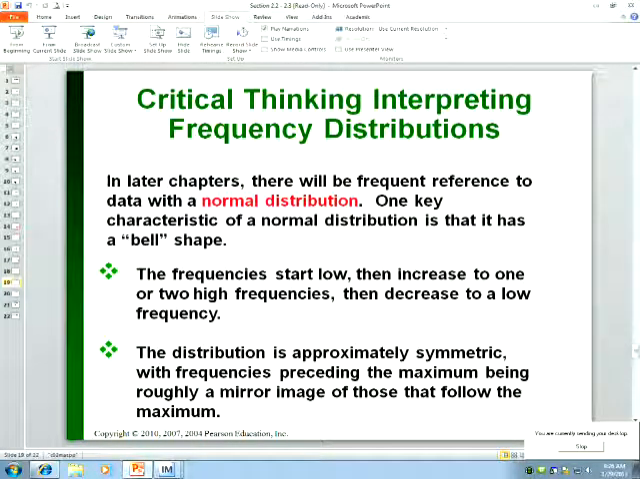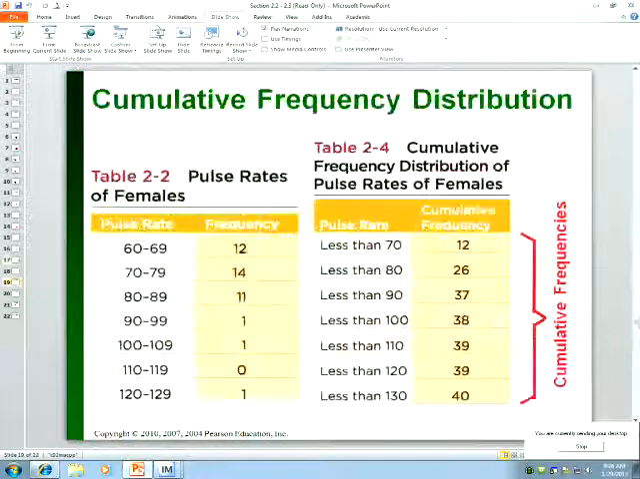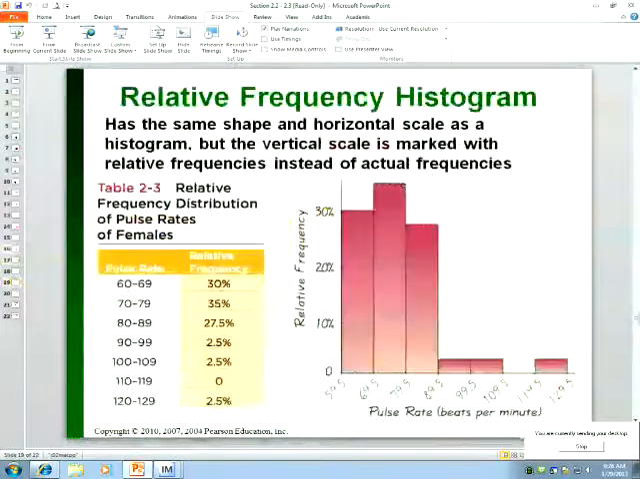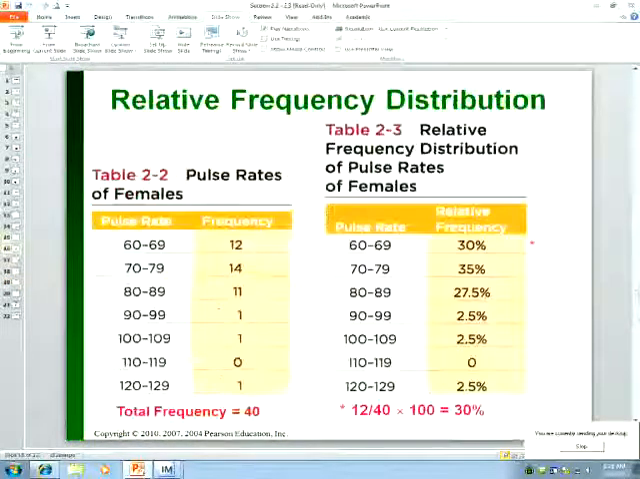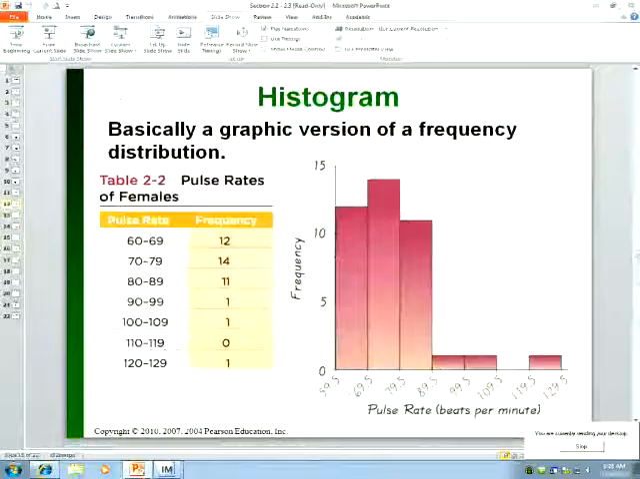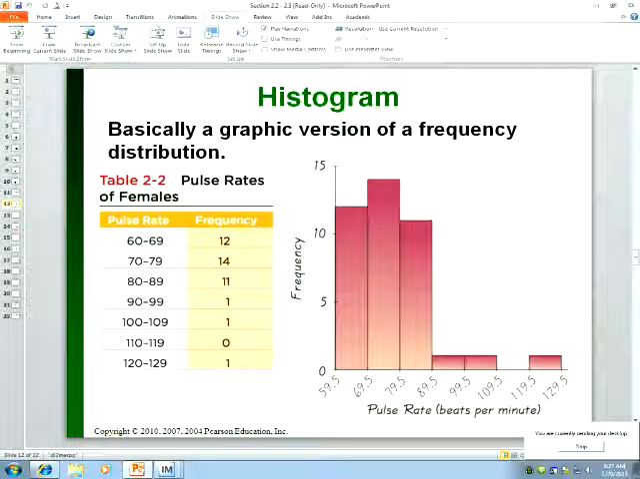Was that the case for the histogram of pulse rates? Here's a picture of the histogram. No, that's not even close to a bell-shaped curve. Those pulse rates are not normally distributed between 60 and 129 beats per minute.